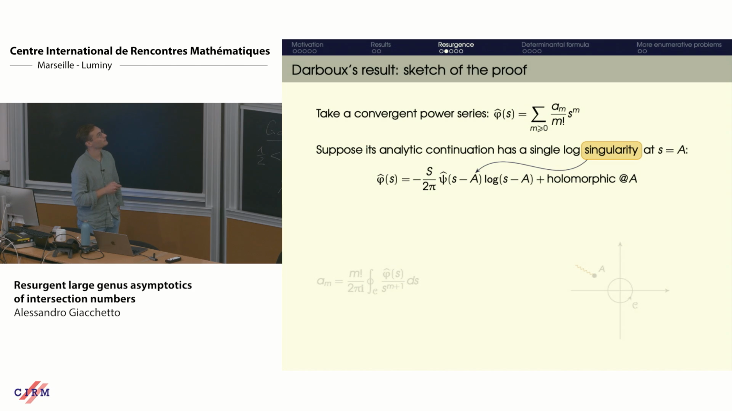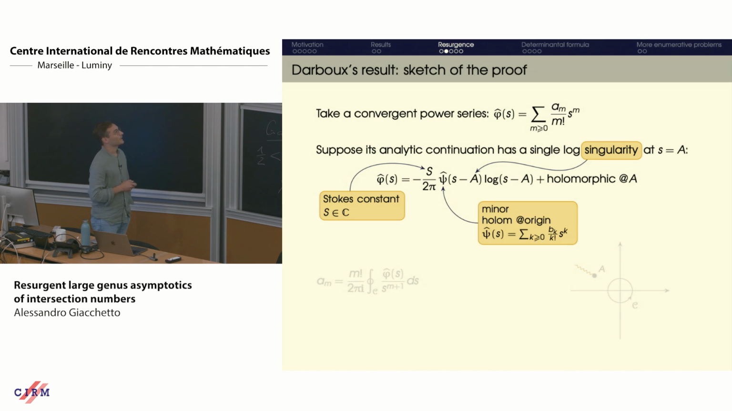So here, again, a is the location of the singularity. This S here is just a constant. I will call it the Stokes constant. And this psi hat evaluated at s minus a is called a minor. Because this has to be a holomorphic function at a, psi hat has to be a holomorphic function at the origin. And because it's holomorphic at the origin, I can Taylor expand it and get some coefficients that I call b_k. Okay, so this is the setup.